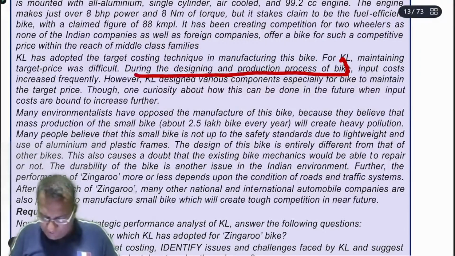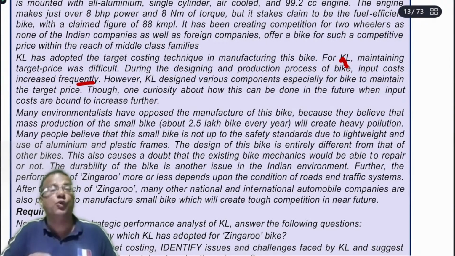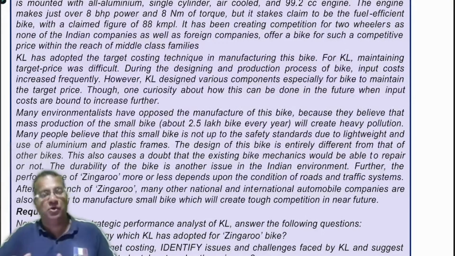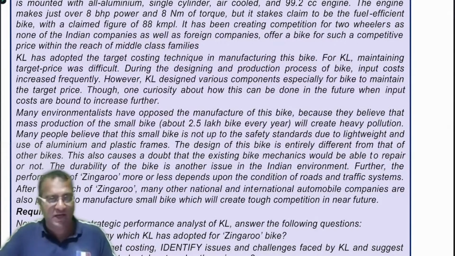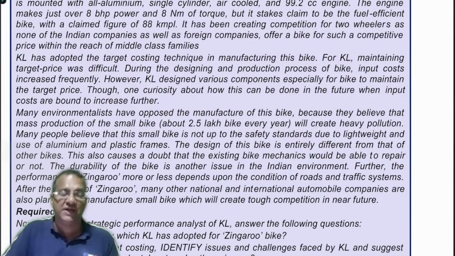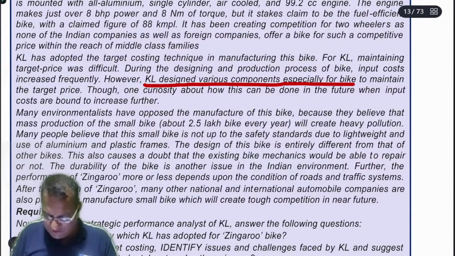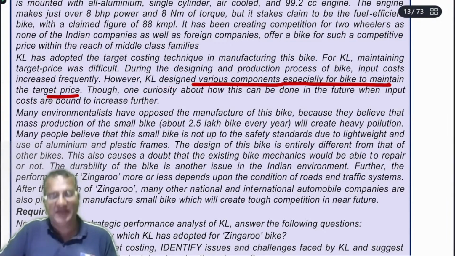Then during the designing and production process, input cost increased frequently. Whatever estimation you have done regarding the raw material cost, labor cost, and other input, that has increased significantly due to the inflation factor. However, the company designed various components specially for the bike to maintain the target price.